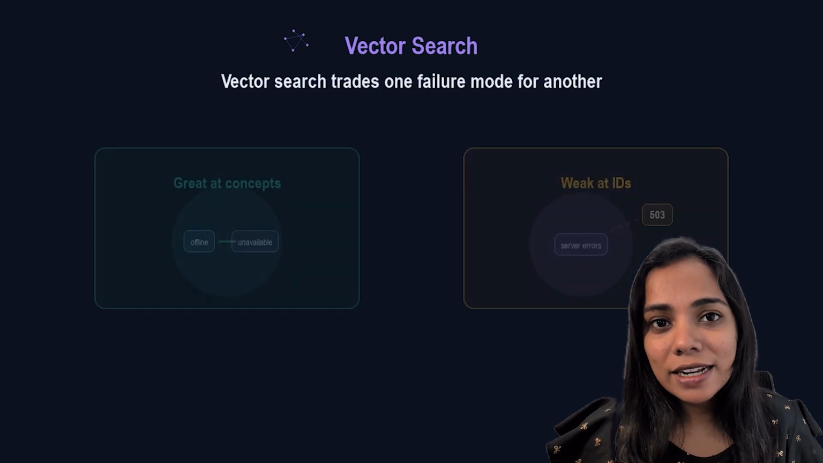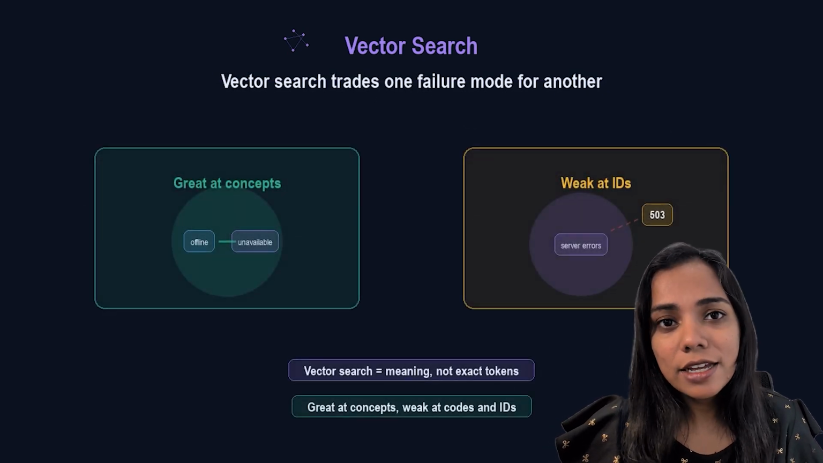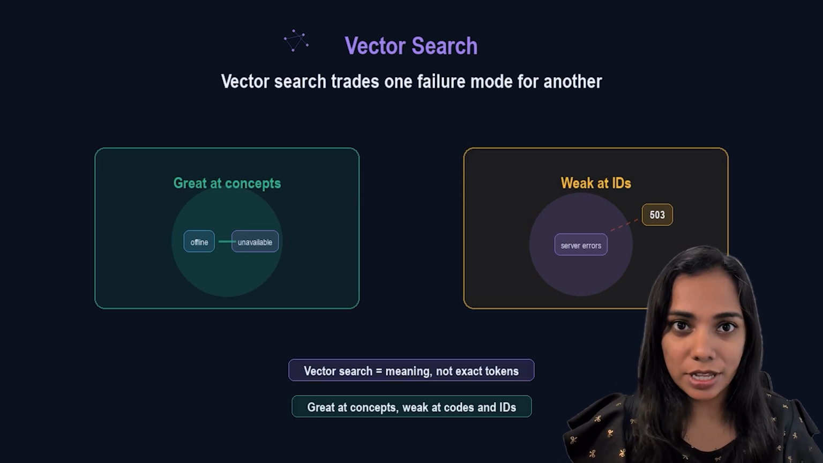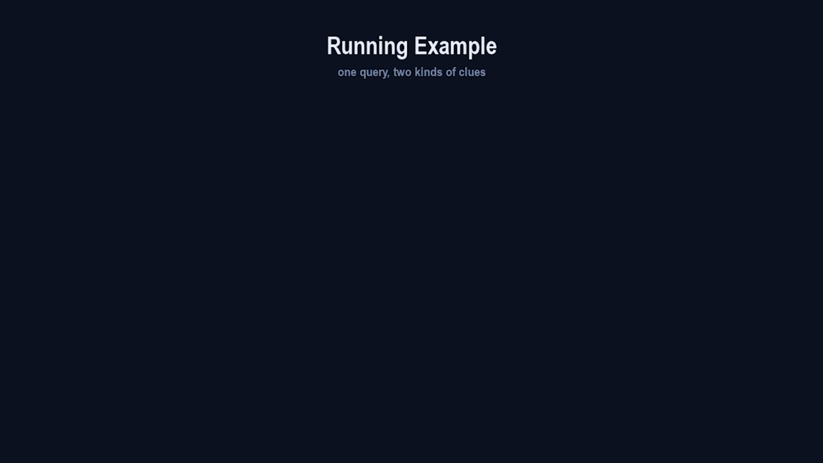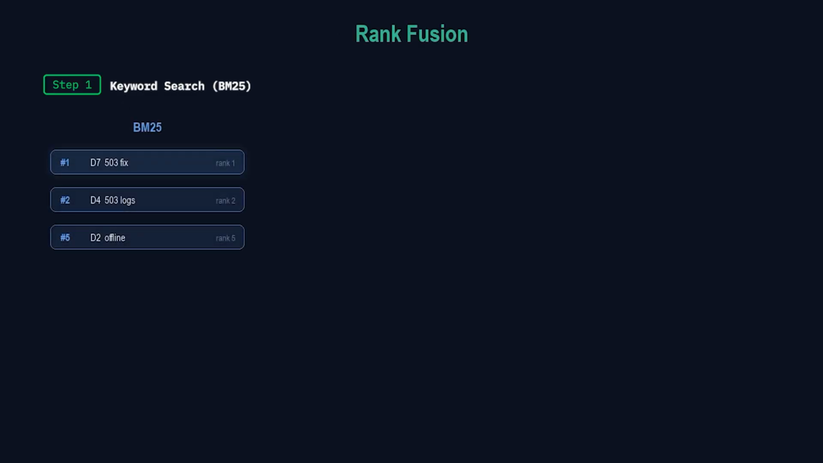This is exactly the gap that hybrid search closes. The idea is simple: run both searches and then combine the results. Let's walk through it with one running example. Say a user asks, "What's the fix for error 503 when the service is offline?" Step 1 is running keyword search. It scores documents using something like BM25, which rewards documents containing rare specific terms like 503.